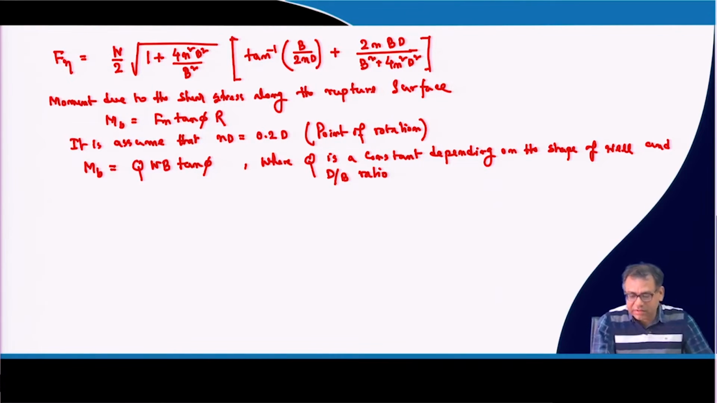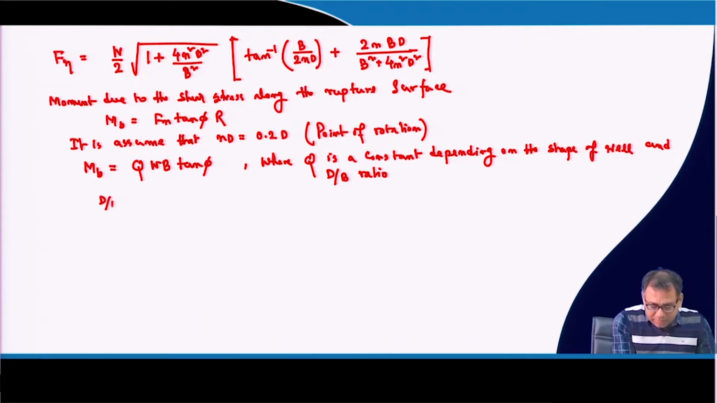because in this MB equation, what terms are present? Only d and b, because Nd is replaced by d. And there is a w term also. So, w, b and d. So, this q is basically a function of d by b and the shape of the well. And these q values are given in terms of the d by b value.